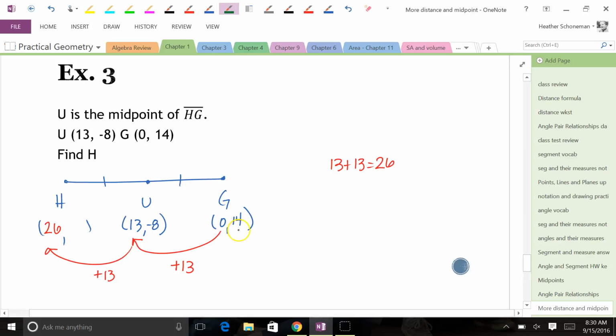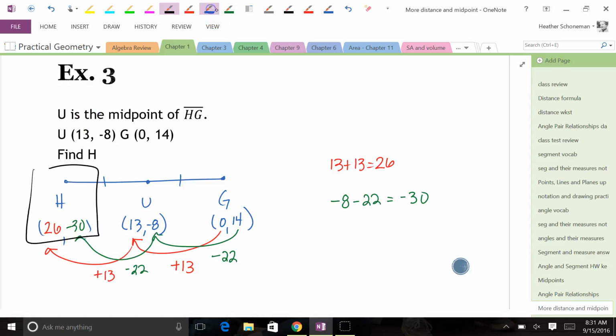Okay, with the y's, we're going from 14 to -8. Are we going up or down? Down. And we're going down a lot, right? Because we have 14 spaces to get to 0, plus another 8 for a total of how many? 22. Very good. Okay, so now I'm at -8, and I have to go down 22. So -8 minus 22 is what? -30. Very good. And this is my ordered pair.